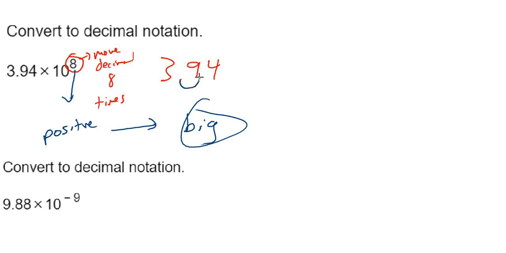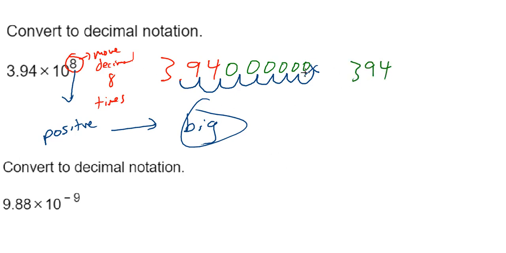So 8 times, 1, 2, 3, 4, 5, 6, 7, 8. I'm going to put the decimal place there. And any empty spaces that you have, you fill in with zeros. So I'm going to have a 0 here, here, here, here, here, and here. All right, so that's going to be my answer. It's going to be 394 with 6 zeros. 1, 2, 3, 4, 5, 6. And that's the answer you want to type into Math Excel.